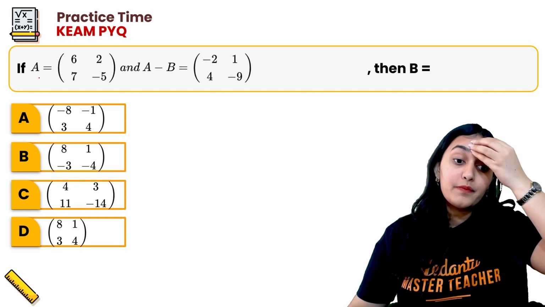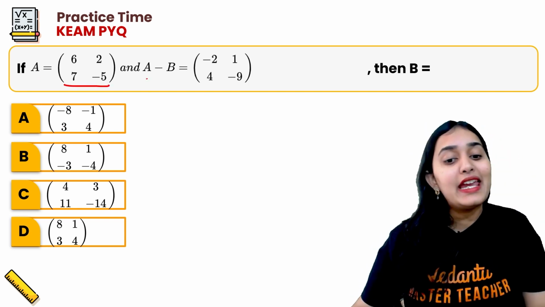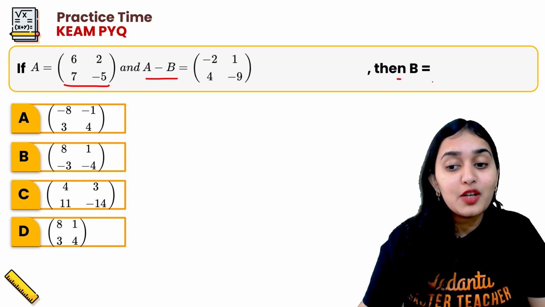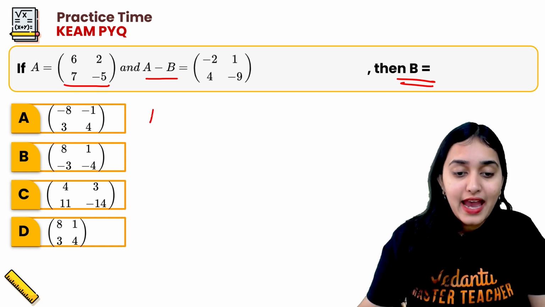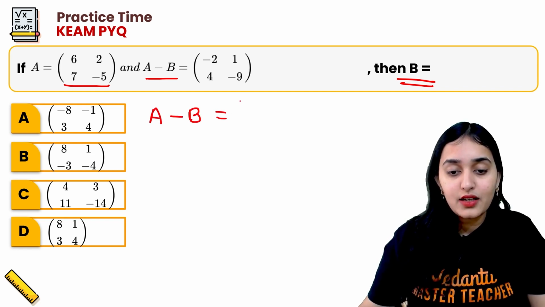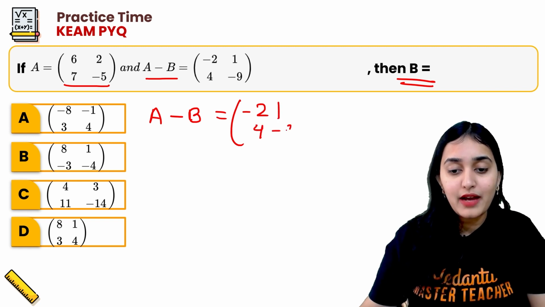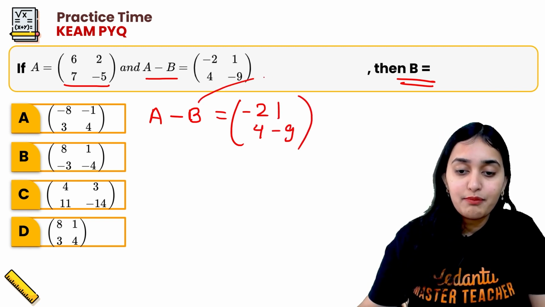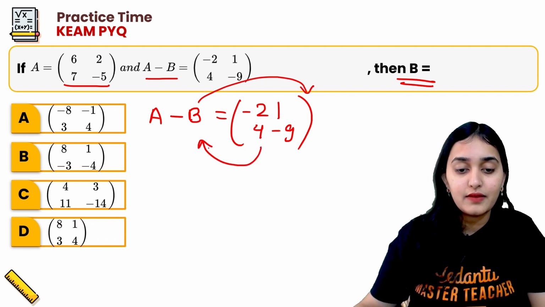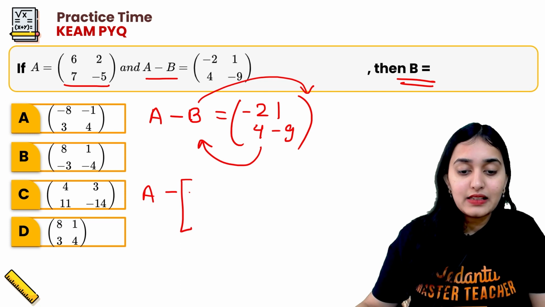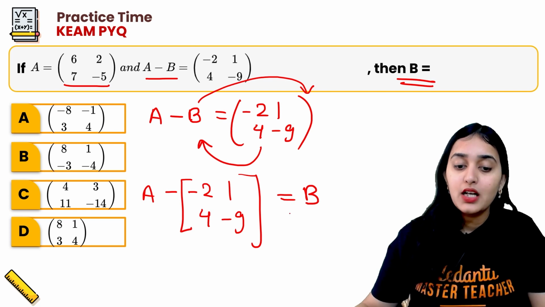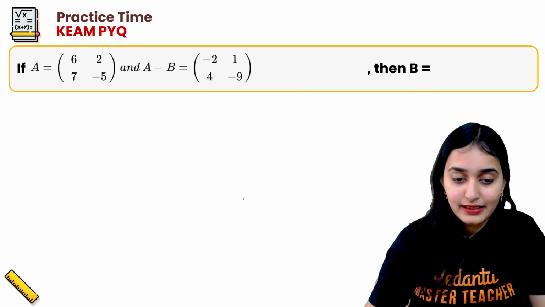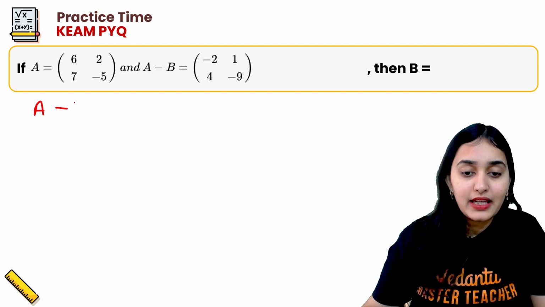Question number 1 on your screen. If A matrix is this, A minus B matrix is this, then what should be B matrix? Interesting question. Let's find out. See, here I have A minus B is equal to minus 2, 1, 4, minus 9. This implies that if I bring this here, A minus this matrix will be equal to B. So if I want to find B matrix, I should subtract this. So A matrix minus this matrix.